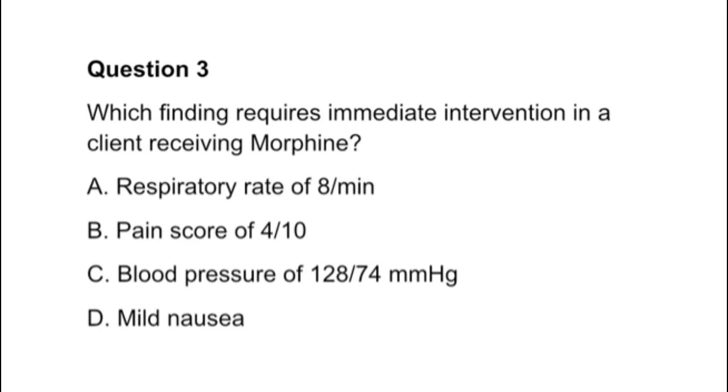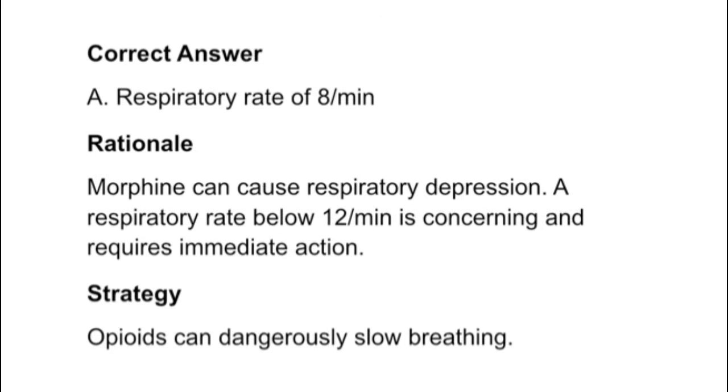Question 3. Which finding requires immediate intervention in a client receiving morphine? A. Respiratory rate of 8 per minute. B. Pain score of 4 out of 10. C. Blood pressure of 128/74 mmHg. D. Mild nausea. Correct answer: A. Respiratory rate of 8 per minute.